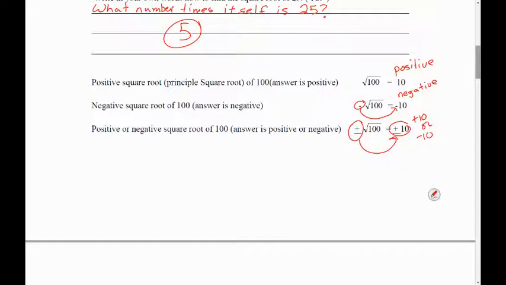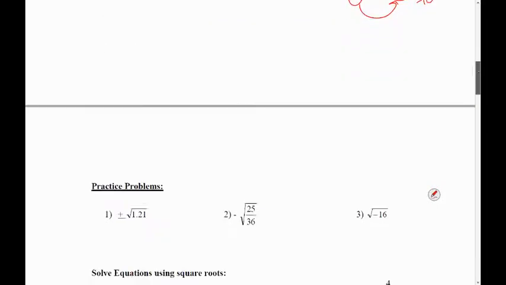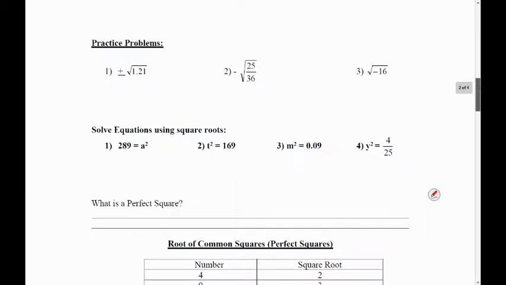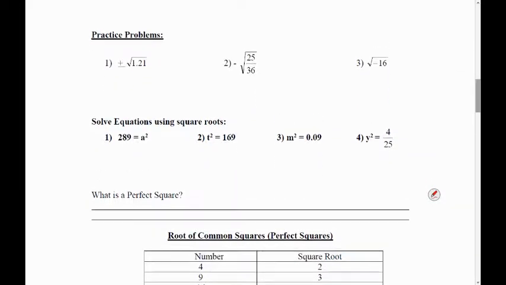But our book specifically tries to make it a little bit easier for you guys and only worry about positive answers most of the time. Okay? That is going to change though when we go to the next page here. Alright? So, let's do these practice problems.